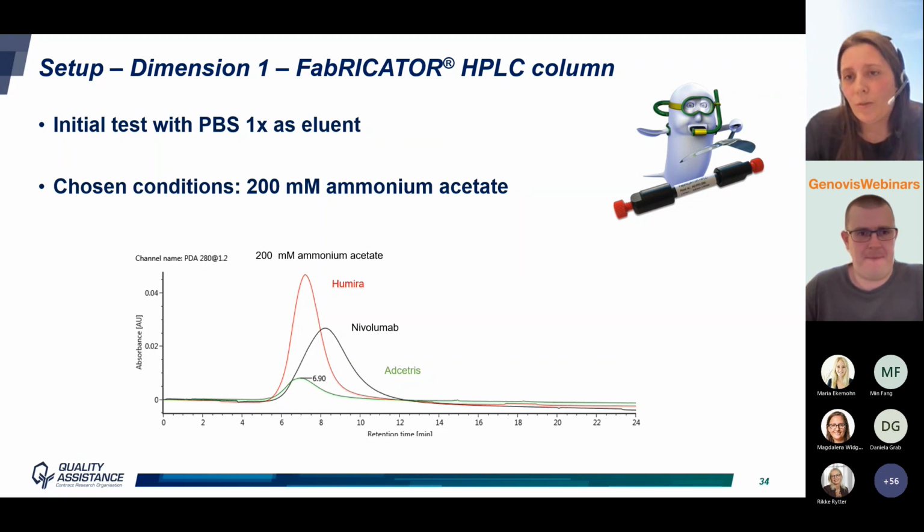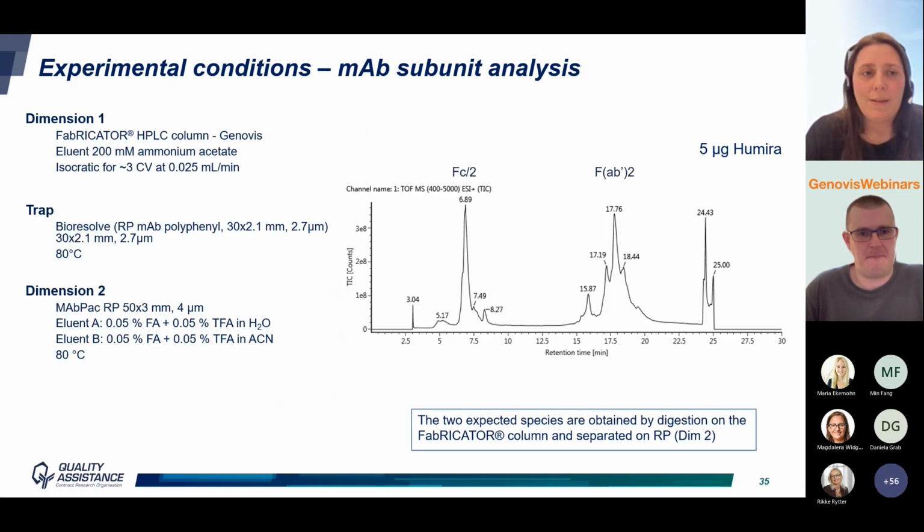And at the output of such a column, of the FabRICATOR HPLC column, we see elution of protein based on the absorbance at 280, but there is no direct way to say whether the digestion was successful or not. So this is where we need the second dimension. So this is the complete setup.